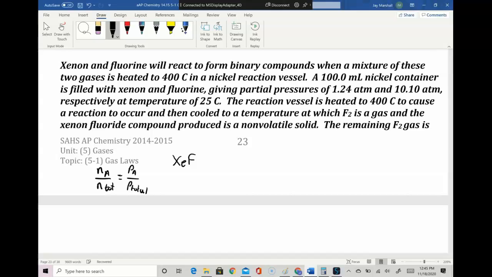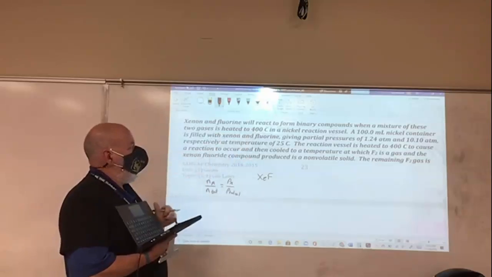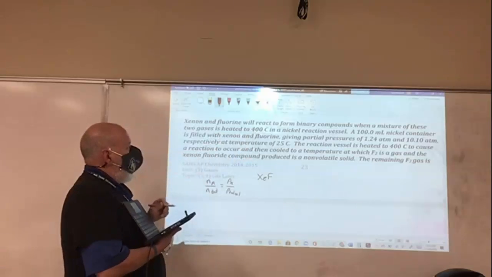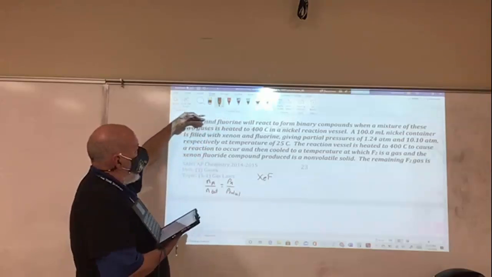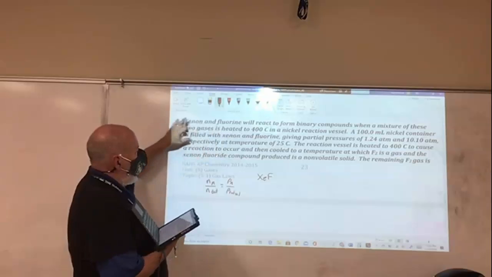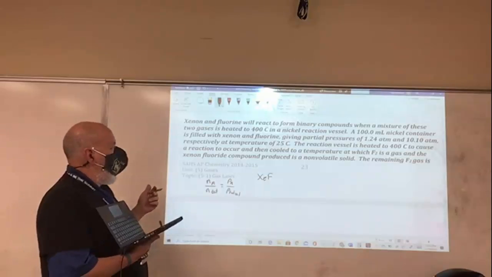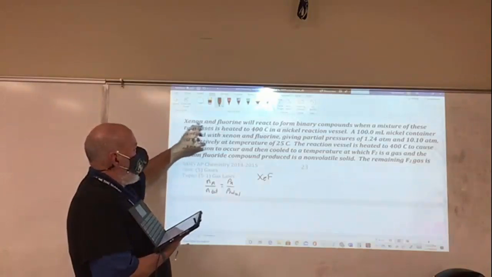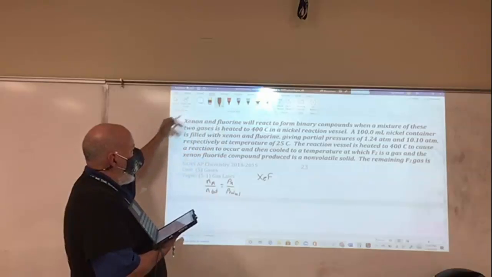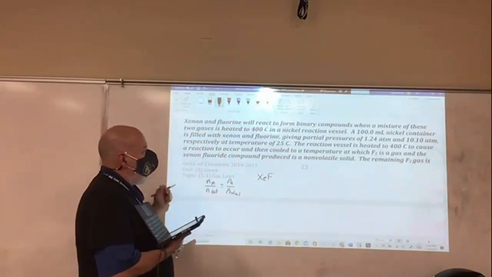Okay, so we're going to put xenon and fluorine into a reaction vessel. This is a nickel reaction vessel. The nickel won't react with anything that's in the vessel. It tends not to react very much. And we're heating it to 400 degrees Celsius. And that will cause xenon to react with fluorine. We have to heat things to a pretty high temperature to get xenon to react with anything. It's a noble gas, right? And it doesn't really want to react. So if I'm going to get it to combine with something else, I'm going to have to put a lot of energy into it to cause it to happen.